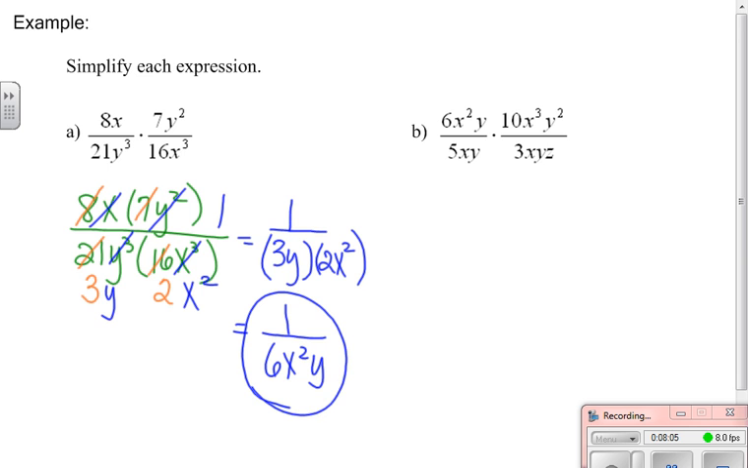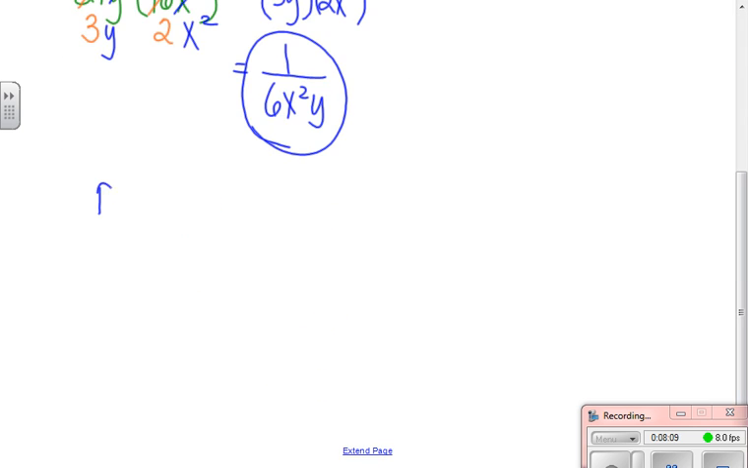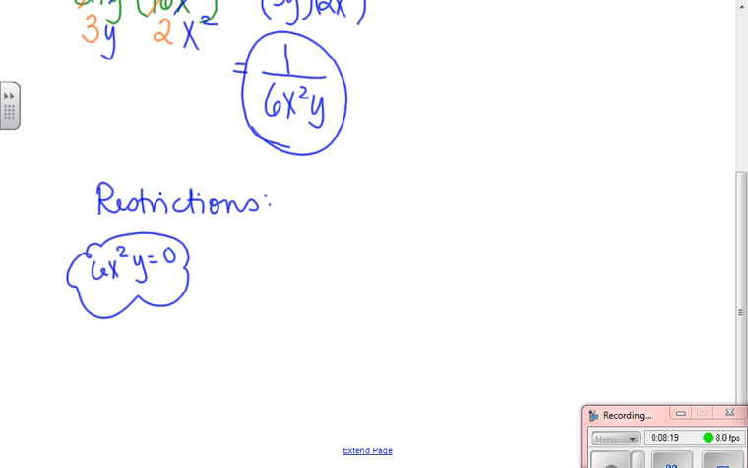What can't x and y be? My restrictions? Well, the only thing, remember we're thinking, what would make 6x squared y equal 0? Well, if x were 0, it would be, and if y were 0, it would equal 0. So those are the two values that x and y cannot be.